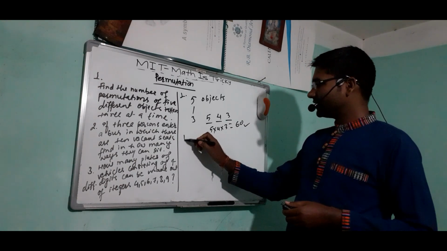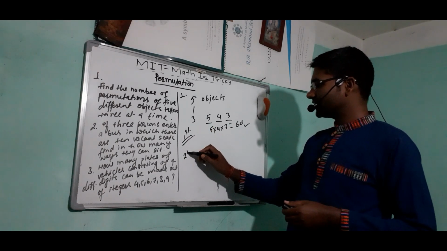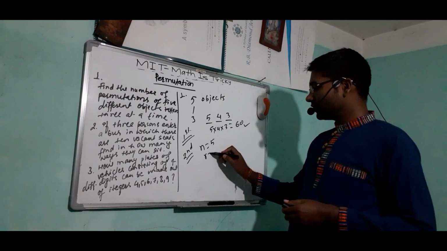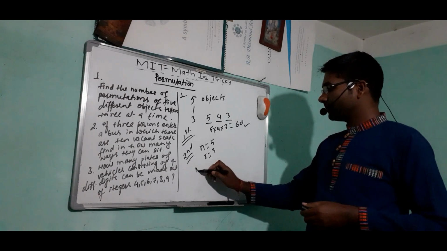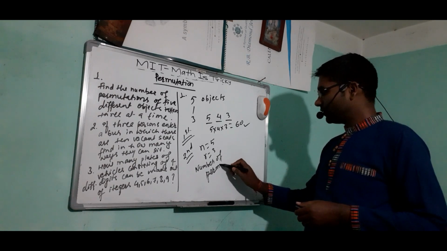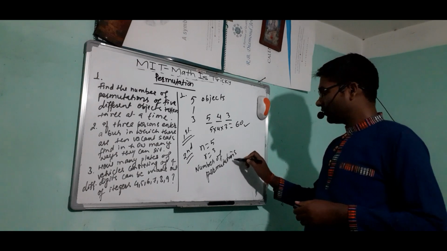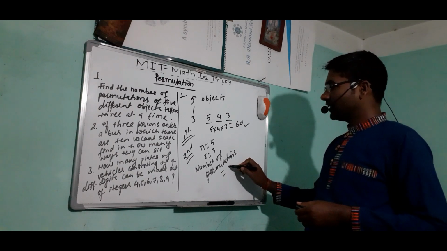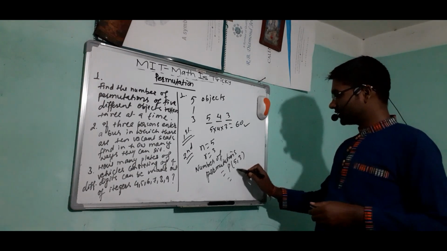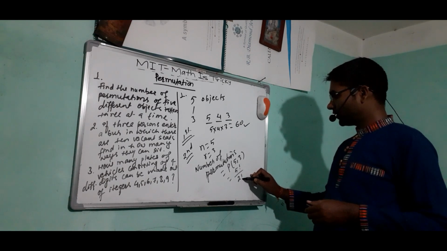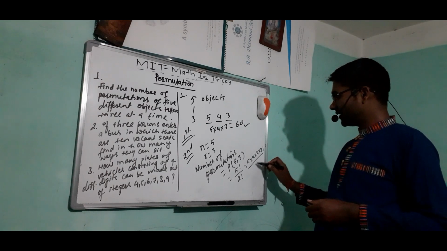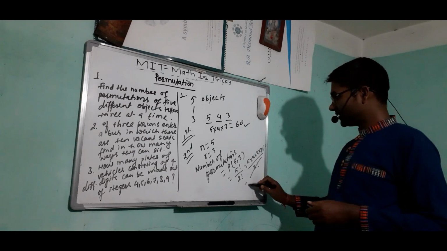This is the first method. The second method: n will be 5, and out of 5 we are taking only 3 objects, so the number of permutations will simply be P(5,3). If we use the formula, 5 factorial by 2 factorial gives 5 into 4 into 3 into 2 factorial by 2 factorial. We are getting the same answer here, 60.